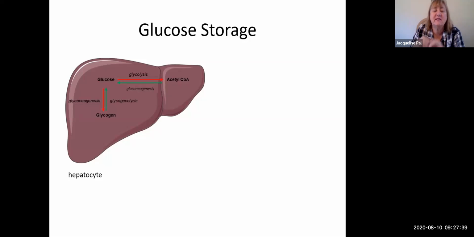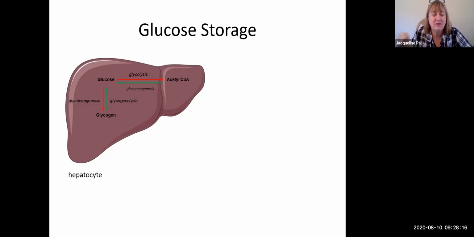Now, in addition to this, say for instance, all of our glucose stores were already full, then the glucose, if we needed it, immediately could be broken down into acetyl-CoA through the process of glycolysis, and the acetyl-CoA could then enter the Krebs cycle, and we can make a lot of ATP from the Krebs cycle and electron transfer chain. And similarly, we could take those products and make glucose out of it through the process of gluconeogenesis. So that's what happens in the liver.